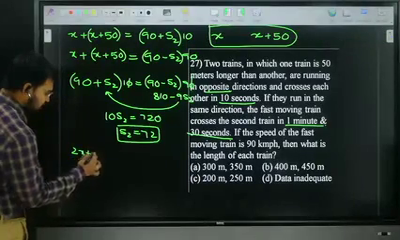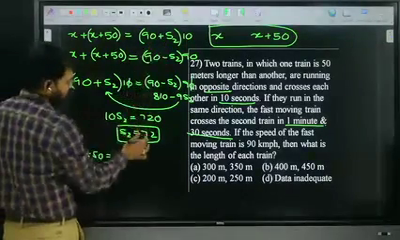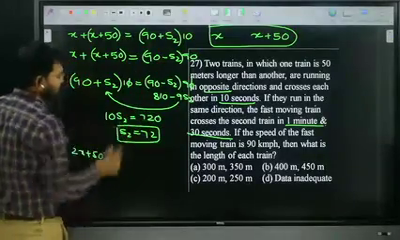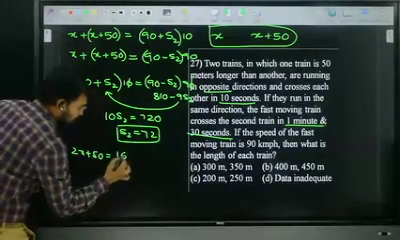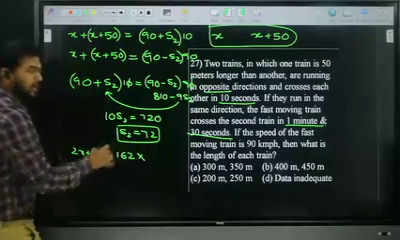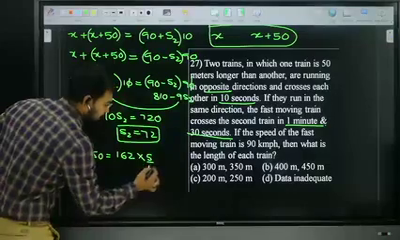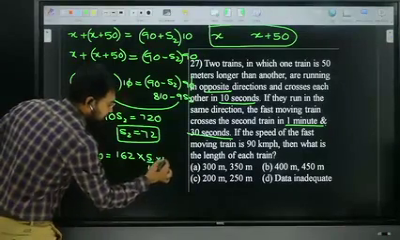2x plus 50 is equal to, in place of s2, if I put 72, 90 plus 72 is how much? 162. 162 is in kilometer per hour. I need to convert it into meter per second, so 162 into 5 by 18, into 10 seconds.